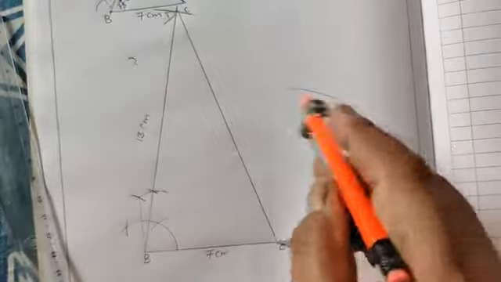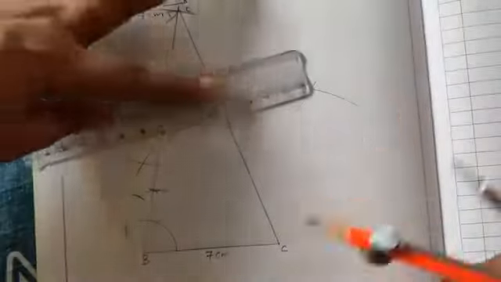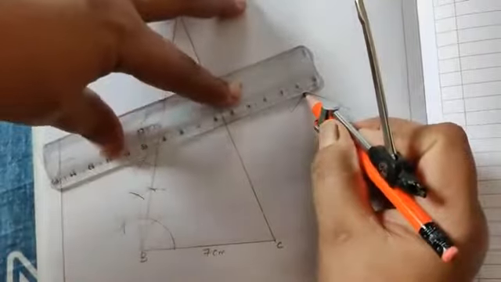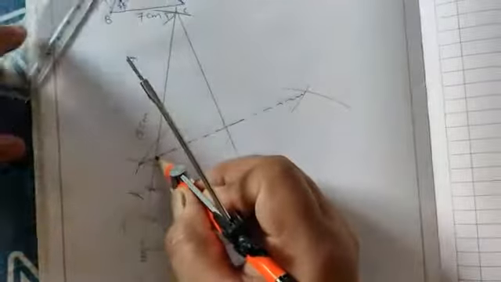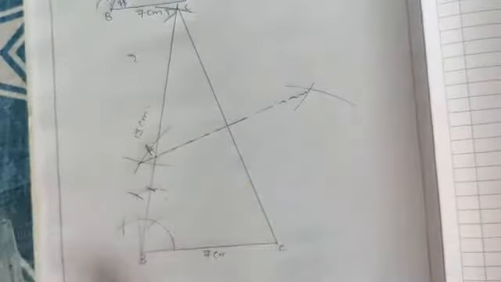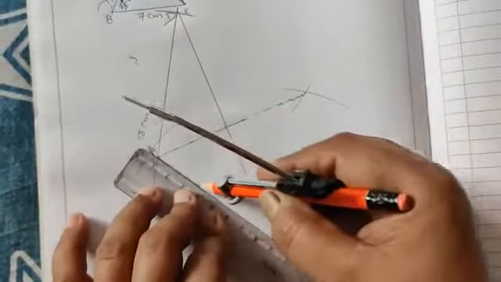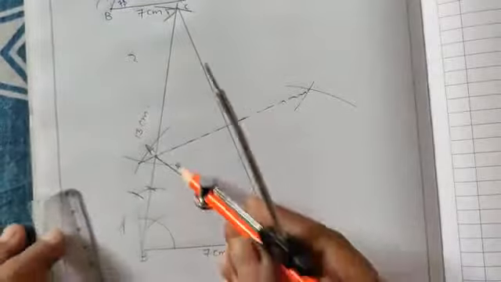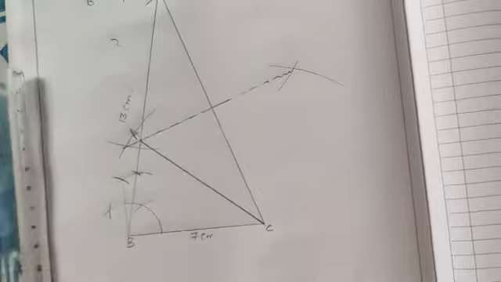CD. This is the point CD. Now perpendicular bisect line CD from C and D. This is a perpendicular bisector. Cut this line at the point A where it intersects. Join AC. This is the required triangle ABC. Okay, clear?